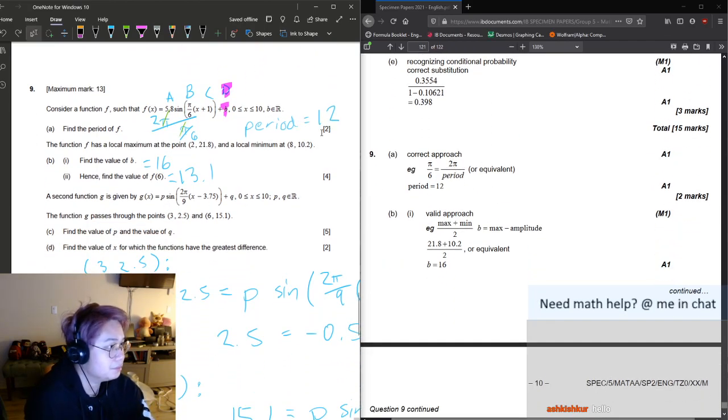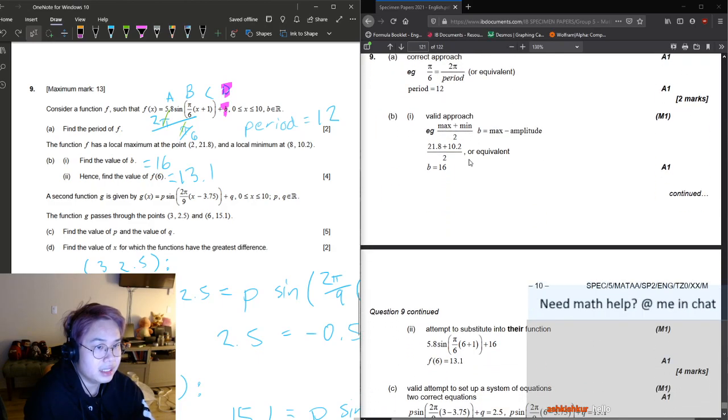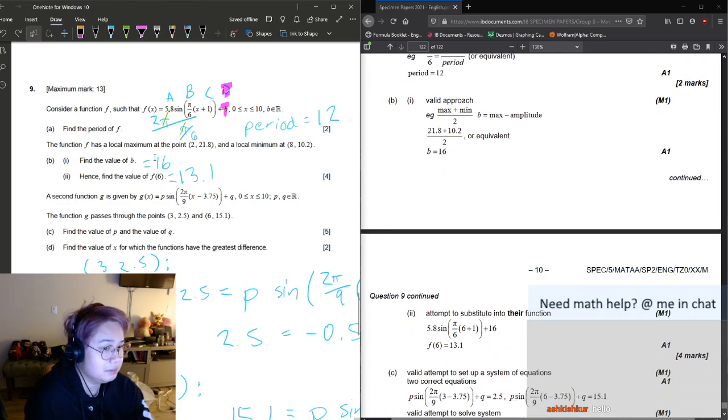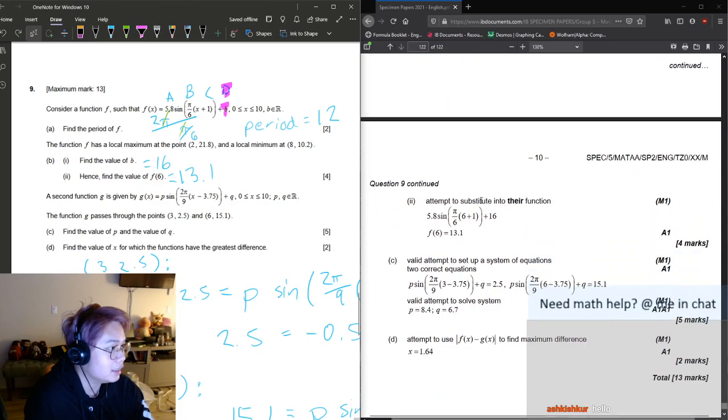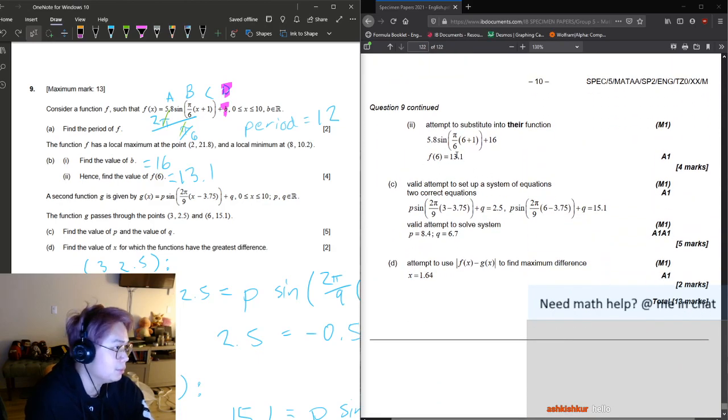Period is 12. Little b is 16. And then luckily I caught myself here because I was in degree mode, but you should be in radians. 13.1, I have 13.1.